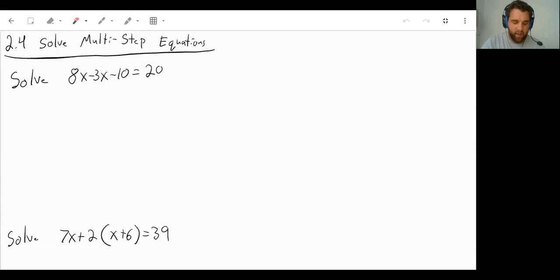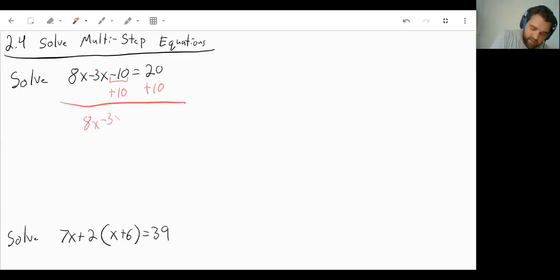So if we're trying to solve 8x minus 3x minus 10 equals 20. Well, my general suggestion with multi-step equations, get all your x parts onto one side of the equal sign, get all your non-x parts onto the other side of the equal sign. So in that case, this minus 10 doesn't have an x attached to it. So let's just add 10 to both sides so that we can get all of our x's onto the same side by themselves. So now I'll have an 8x minus 3x equals 30.